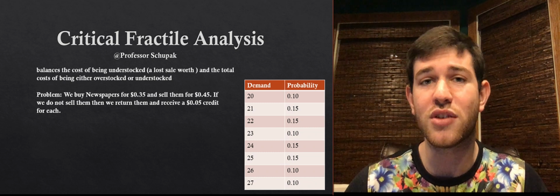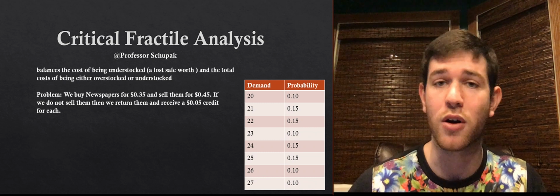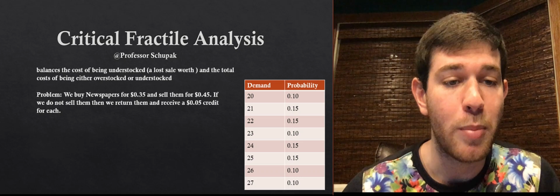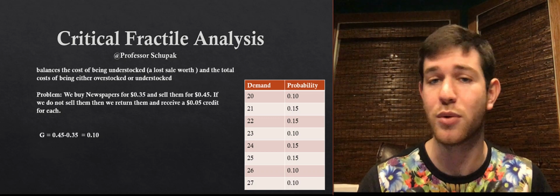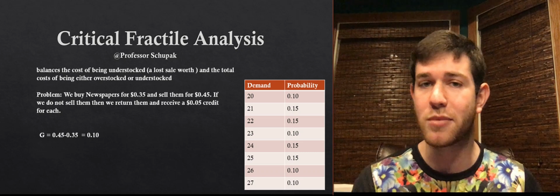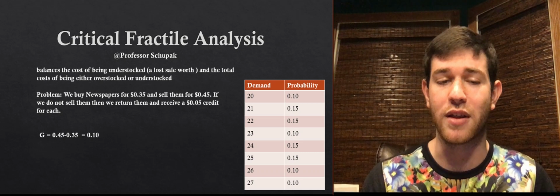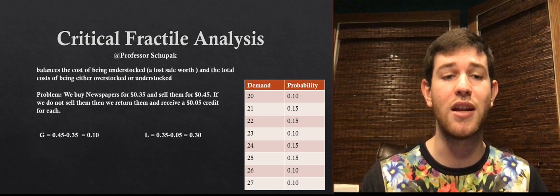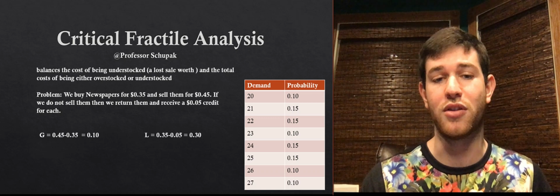Now, the first two things we need to figure out are what are our gains and what are our losses. Gains are whatever we earn, and losses are whatever we lose in the process of trying to gain something. We bought newspapers for 35 cents and sold them for 45 cents, so the gain is 45 cents minus 35 cents, which is 10 cents. We made 10 cents for every newspaper we sold. Our losses would be the newspapers we didn't sell. If we didn't sell a newspaper, that would be 35 cents, but we did get a 5 cent credit back, so it's 35 cents minus 5, and that's 30. So gain is 0.1, losses is 0.3.